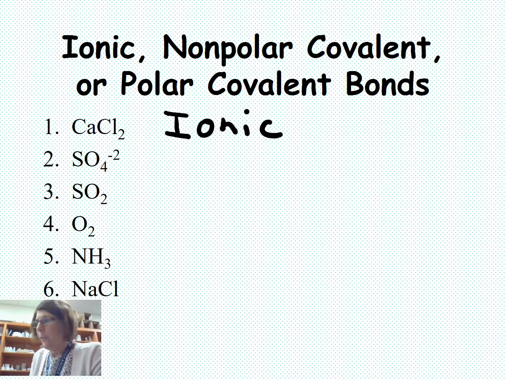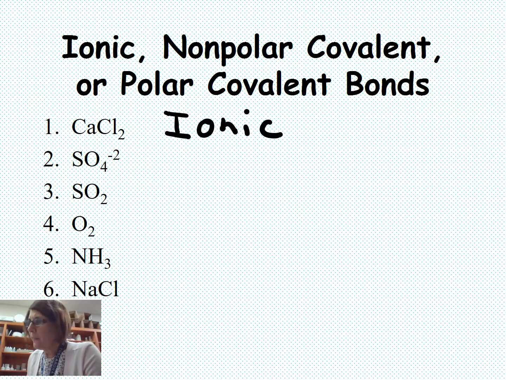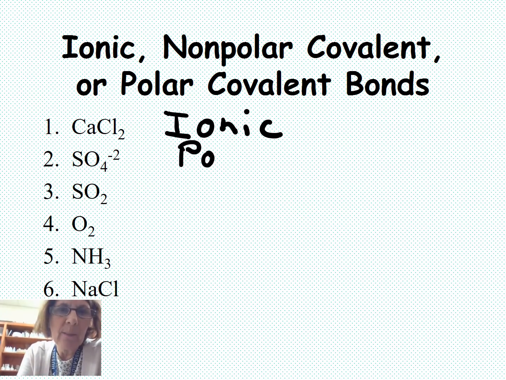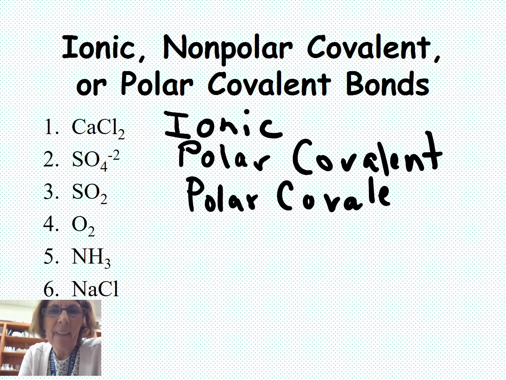So if we look at SO4, sulfur and oxygen, we have a difference of 1. So what we said was that if it's over 0.5, we would say it's a polar covalent bond. Again, sulfur and oxygen is a difference of 1, so again it's polar covalent. So O2, there is no difference, so we're going to just say it's covalent.